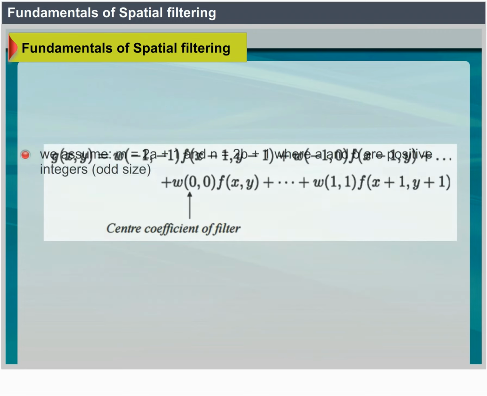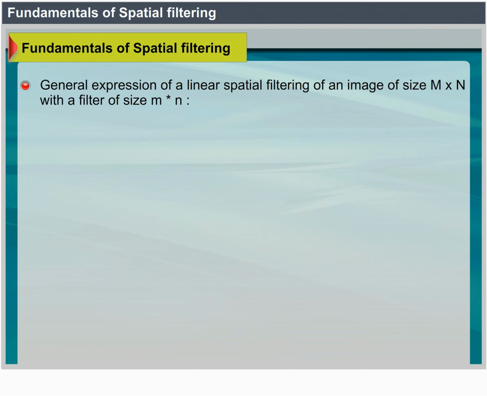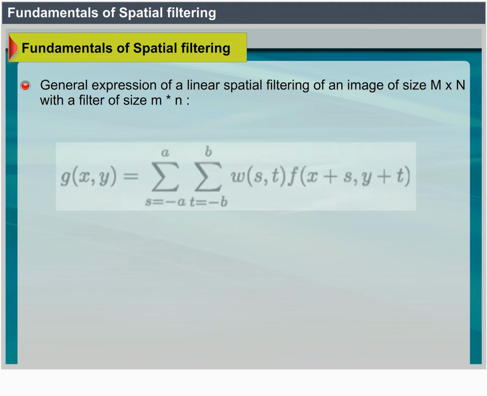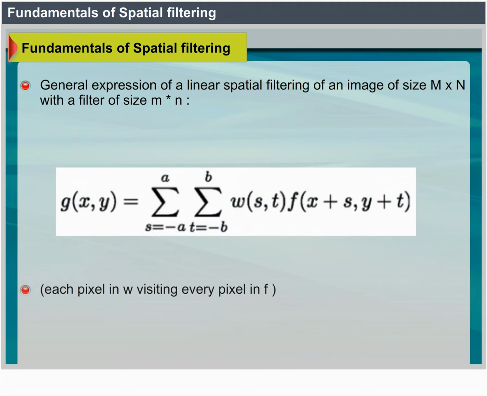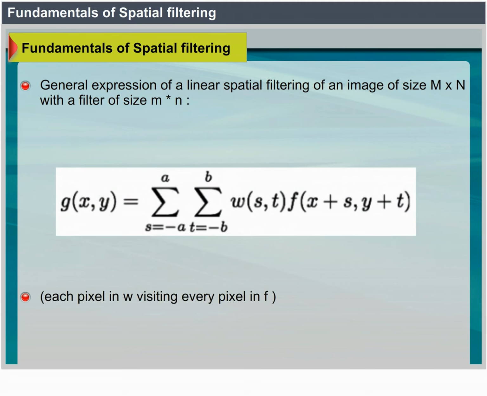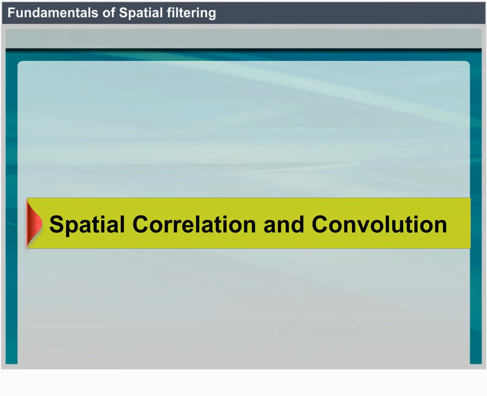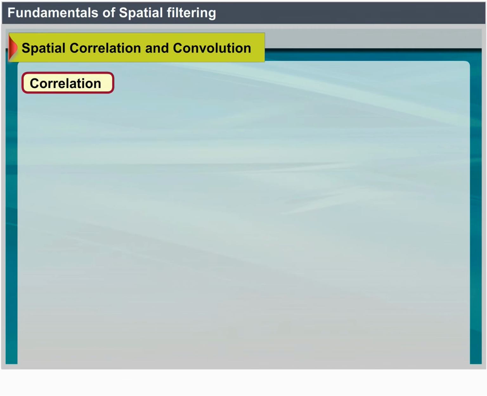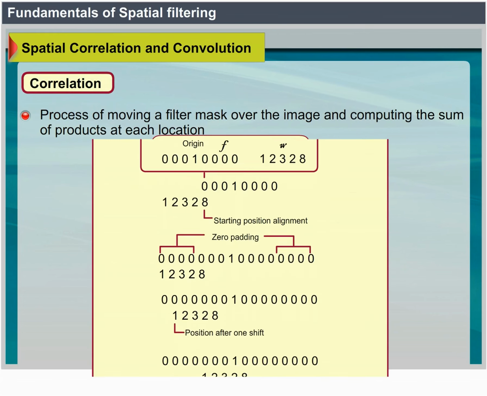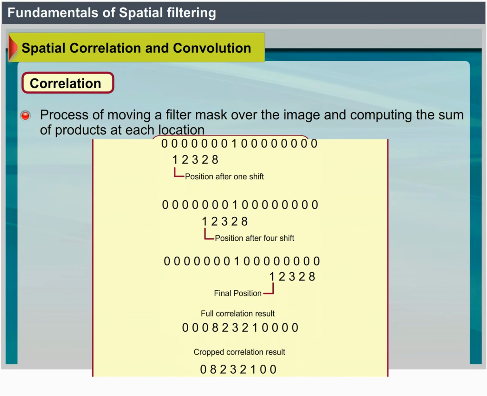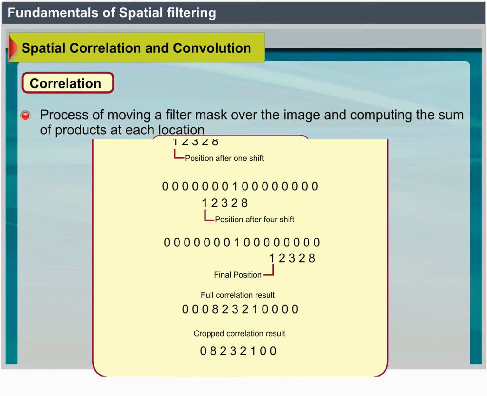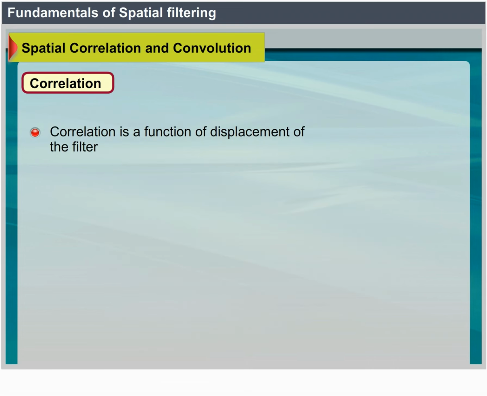Spatial correlation and convolution. Correlation: process of moving a filter mask over the image and computing the sum of products at each location. Correlation is a function of displacement of the filter. If F contains all zeros and only one discrete unit impulse, the correlation of a function with a discrete unit impulse gives a copy of W rotated by 180 degrees at the location of the impulse. Convolution: the same mechanics but with a filter rotated by 180 degrees.